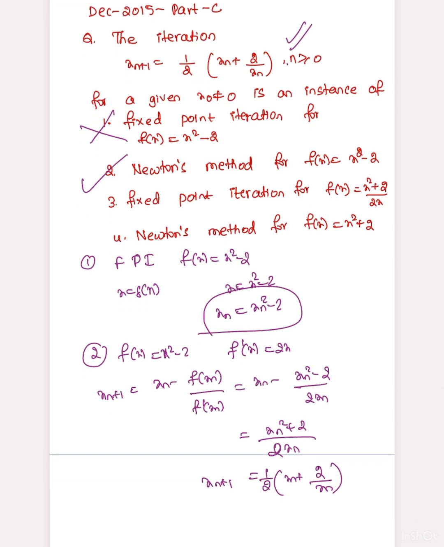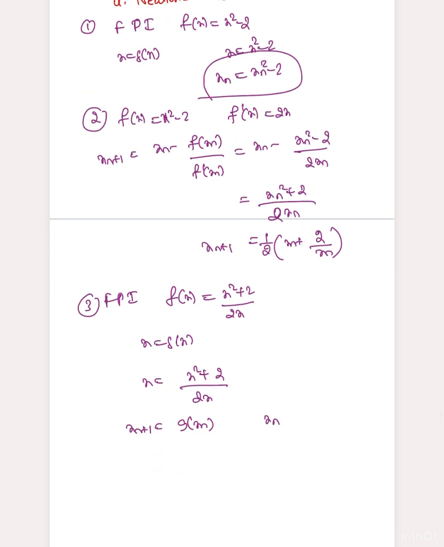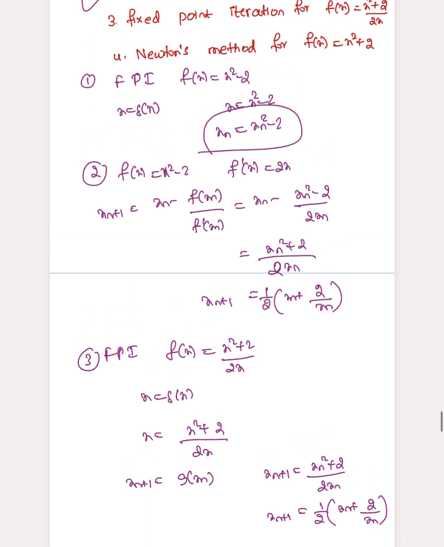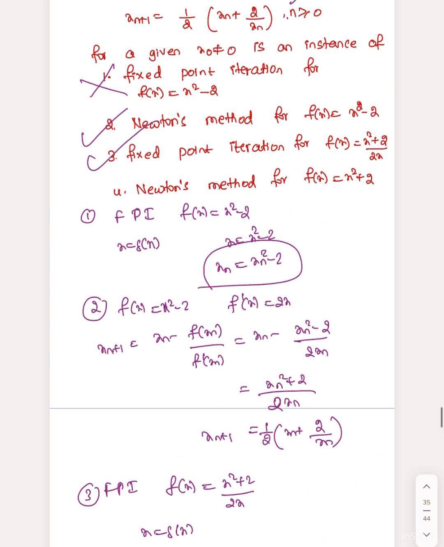So here it is a scheme for fixed point iteration for g(x) = (x² + 2)/2x. The third option says fixed point iteration for (x² + 2)/2x. So fixed point iteration means x = g(x). So this looks as x = (x² + 2)/2x. So the scheme is xn+1 = g(xn). So this gives xn+1 = (xn² + 2)/(2xn). So taking 1/2 common, (1/2)(xn + 2/xn). This also looks like the given scheme. You can observe with the given scheme, it is (1/2)(xn + 2/xn). So therefore option 3 is also correct.